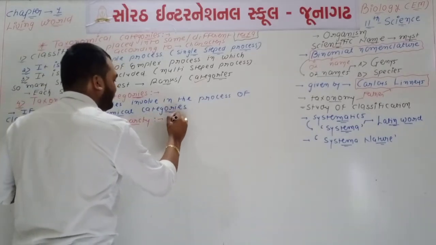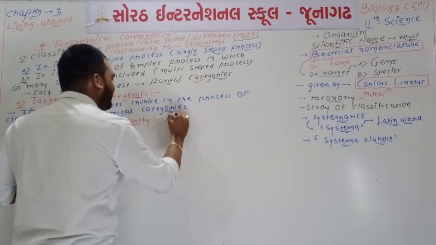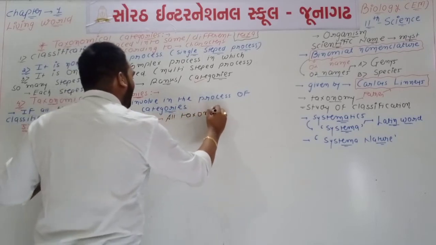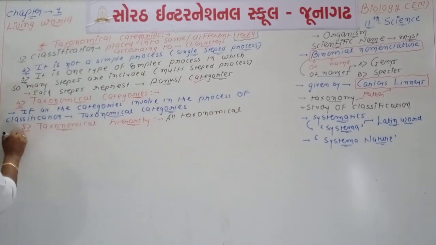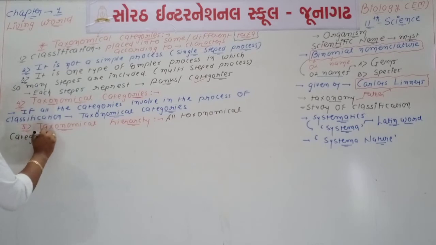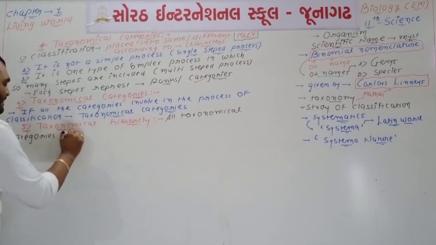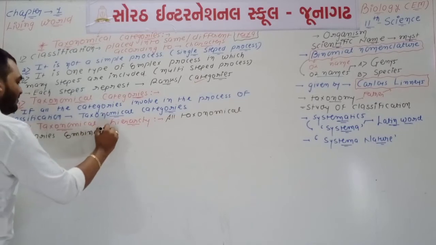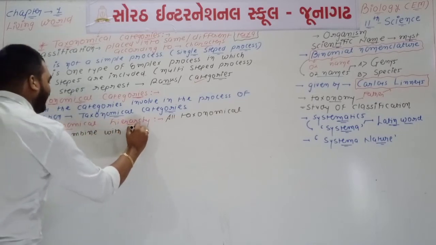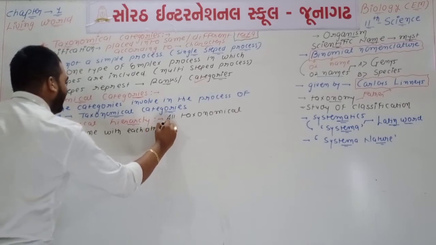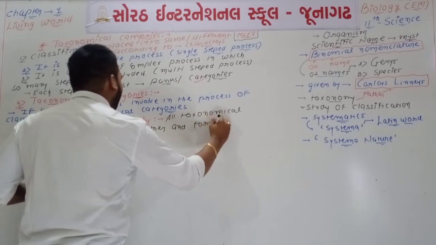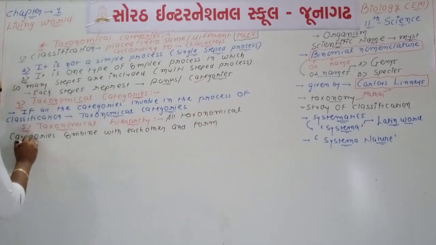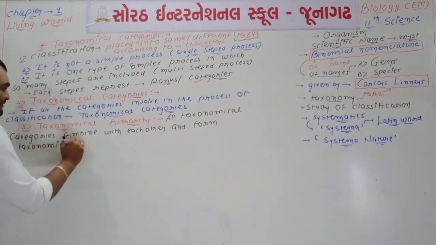We can say that all taxonomical categories combine with each other and form taxonomical hierarchy.